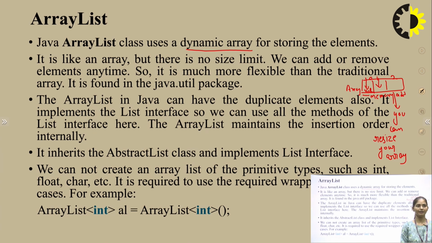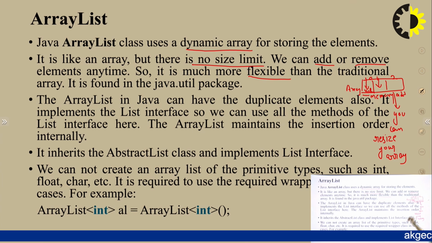The Java ArrayList class uses a dynamic array for storing the elements. It is like an array, but there is no size limit. Now we are saying that we are making a flexible array. We can add or remove elements anytime, as required in your programming. So it is much more flexible than the traditional array, which overcomes the challenging part of how you are going to resize your array.